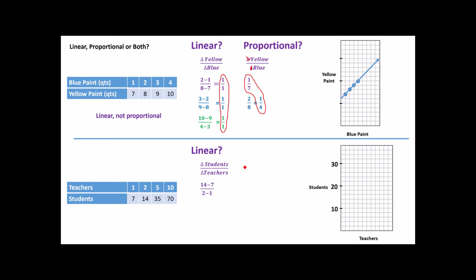Here we're looking at the change in students compared to the change in teachers. That's 7 to 1. And here we go, 35, 14, 5, and 2. That's 21 to 3, which is 7 to 1.